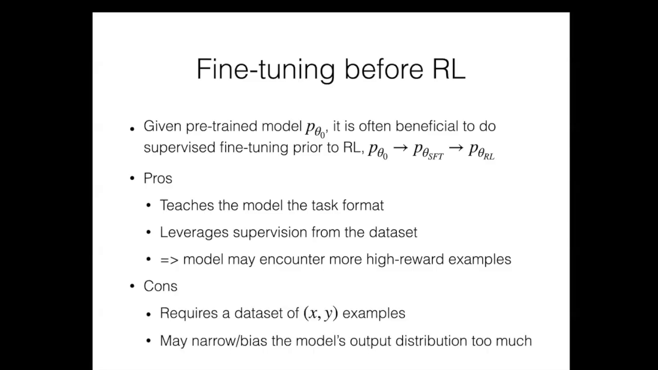So what are some downsides to fine-tuning before reinforcement learning? Well, first of all, in order to fine-tune, you need a data set. And in general, as we discussed in the fine-tuning lecture, it's not always clear how to get a lot of data, especially if the task is really complex. So sometimes you might skip the fine-tuning, or you will really just do the fine-tuning so it teaches the model the format of the task.